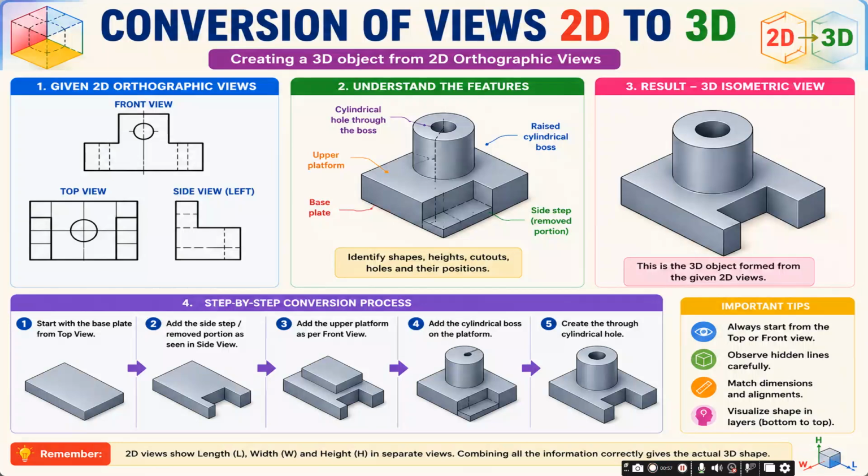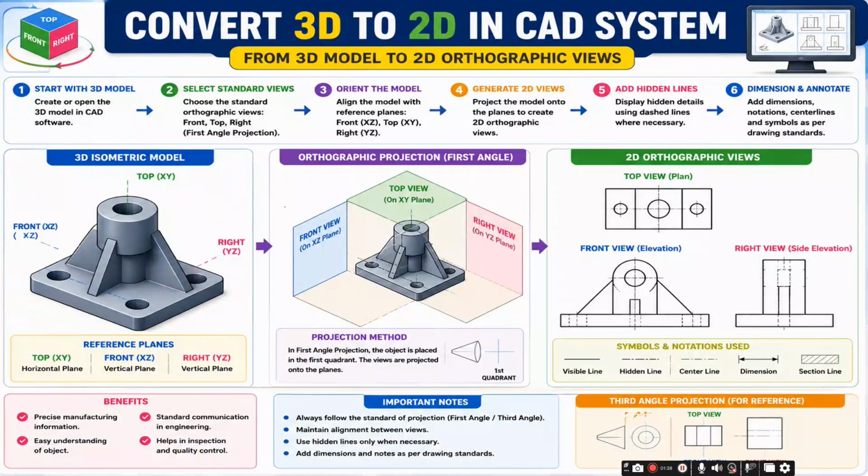The step-by-step conversion process we follow: start with the base plate from the top view, add the step portion as seen in the side view, add the upper platform as per the front view, add the cylindrical boss on the platform, and create the cylindrical hole. Important tips: always start from the top or front view, observe hidden lines carefully, match dimensions and alignment, and visualize shapes in layers from top to bottom. The 2D views show length, width and height in separate views. Combining all the information correctly gives the actual 3D shape.